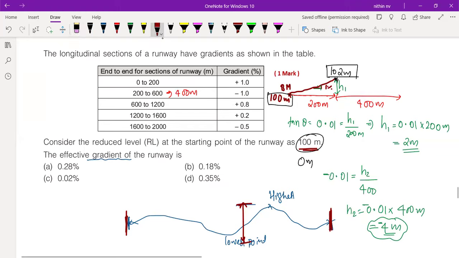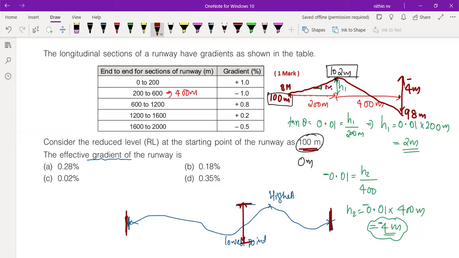That's the meaning. Which means what? The ground might have reached somewhere here. Right or not? So from 102, it has reached 100 and again down, which means it will be now at 98 meter. That's the meaning, right? This 4 meter is what we have calculated right now, minus 4 meter.